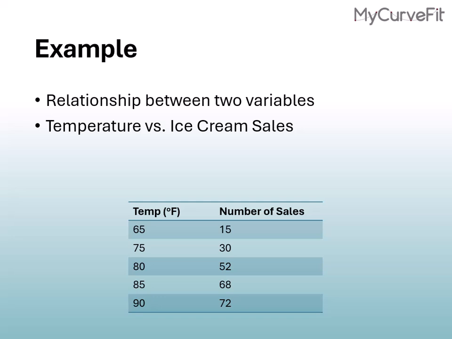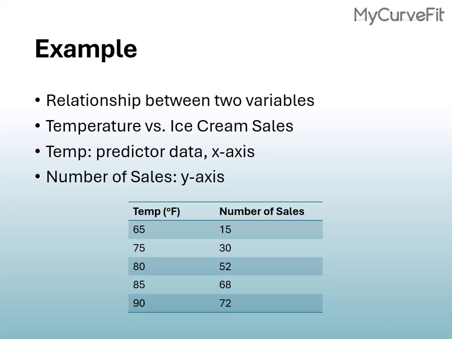Here we're observing but not controlling the temperature, but based on what we've observed, it seems the temperature is a predictor of the number of ice cream sales. So because the predictor data is the independent variable, we would plot the temperature on the x-axis and the number of sales on the y-axis to generate a model for sales predictions in the future.